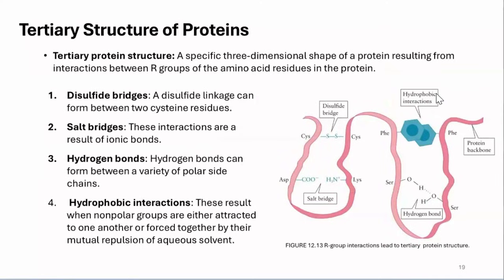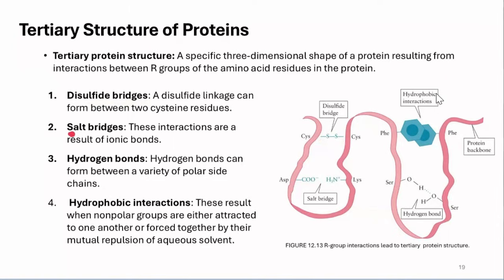Next, we have the tertiary structure of a protein. The tertiary structure of a protein is specifically the three-dimensional shape that a protein adopts as a result of the interactions of the side chains of the amino acid residues in the protein. There are different interactions present in the tertiary structure. They include disulfide bridges. Disulfide bridges only happen when two cysteine residues undergo oxidation and form a disulfide bond.